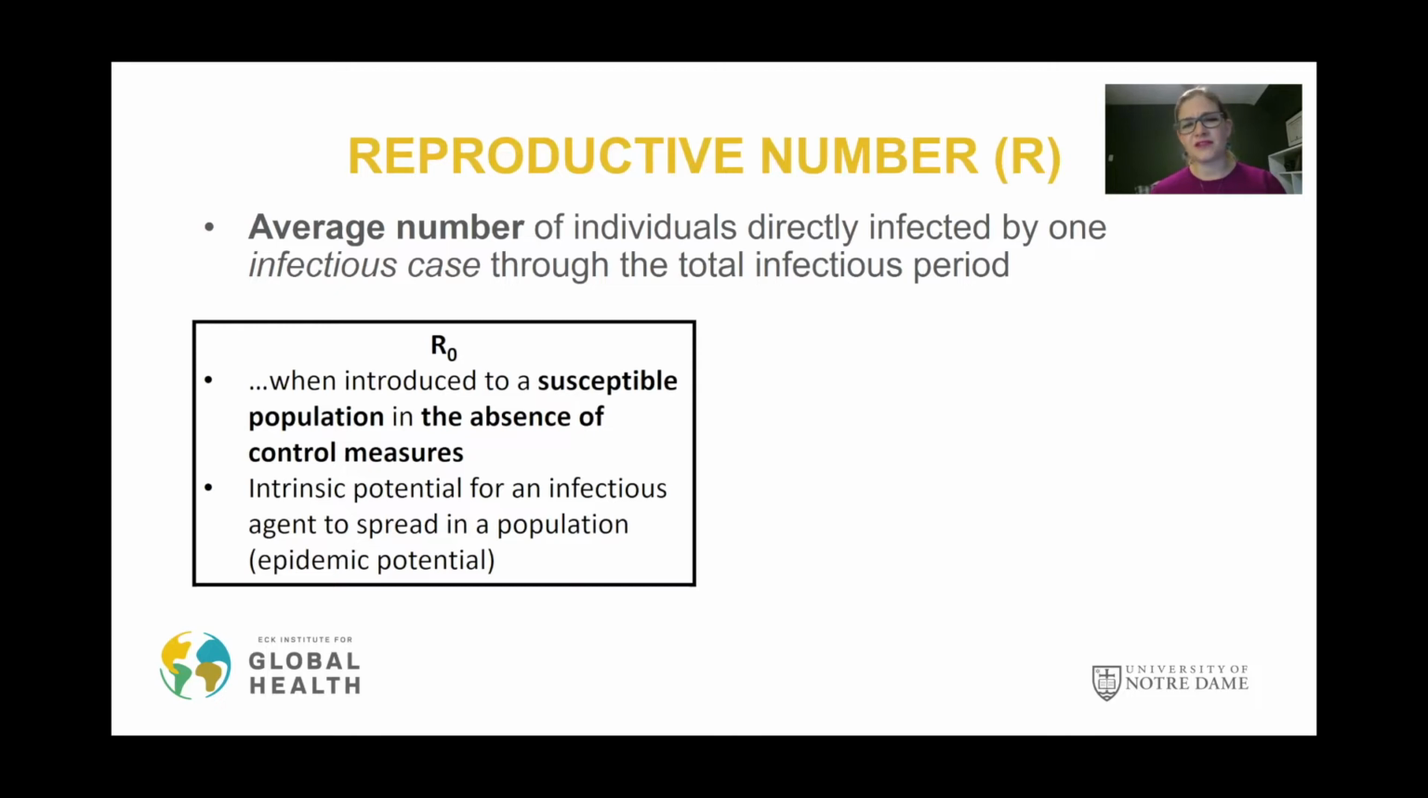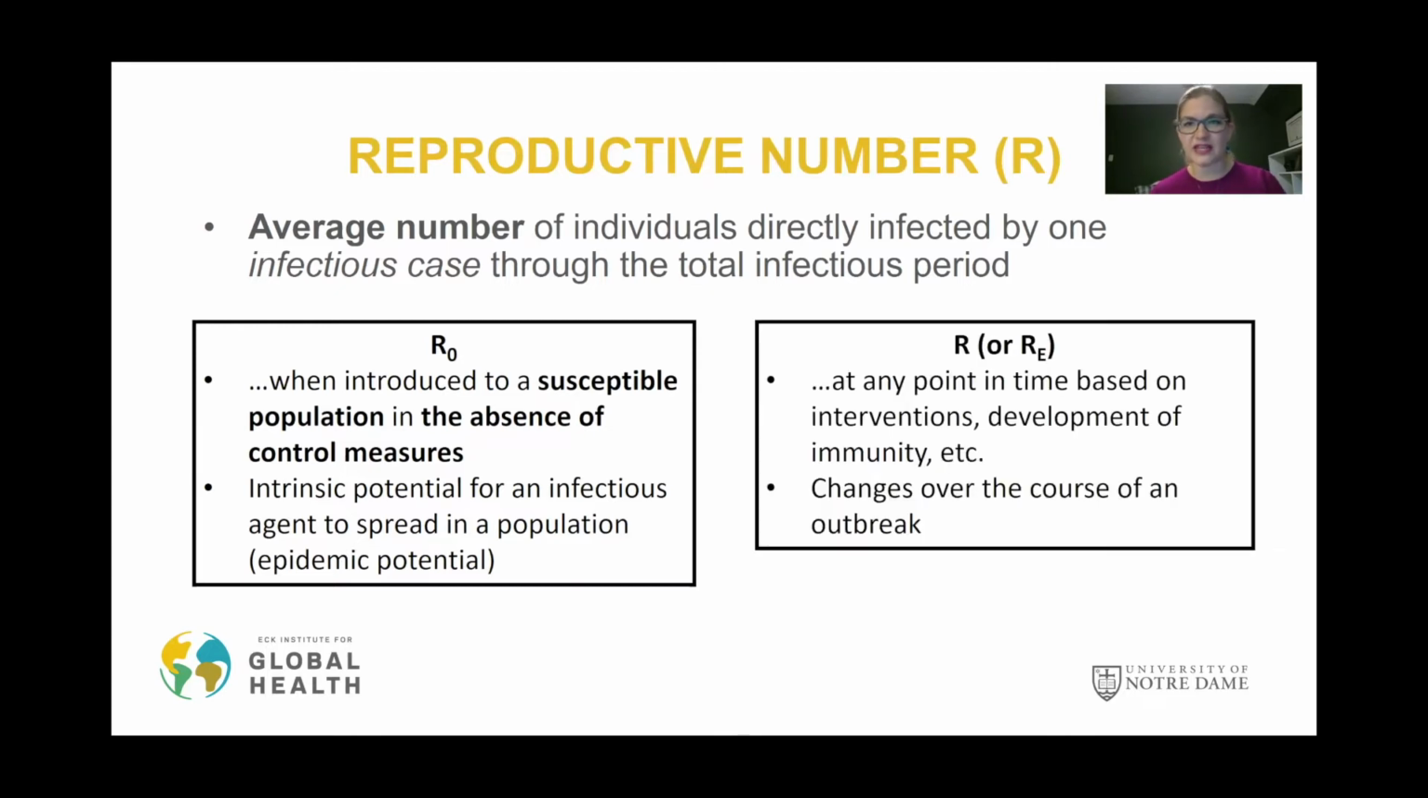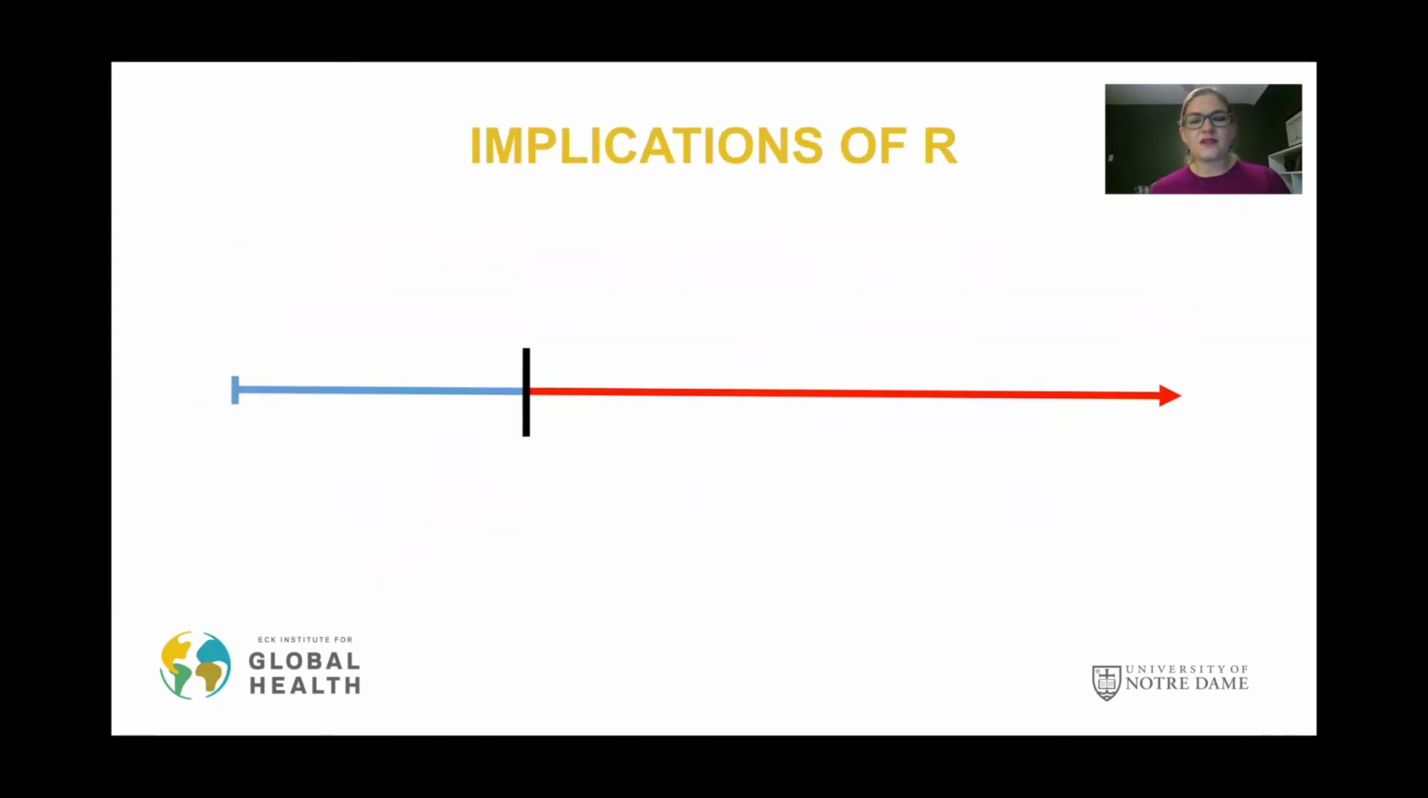Whereas the reproductive number can also be used more generally to look at any point in time where you can be having interventions, people could be developing immunity. So we can also calculate that, and that can change over the course of an outbreak. And so this is just referred to as the R or the effective R, as opposed to R naught. So R naught has really important implications when it comes to transmission of disease.